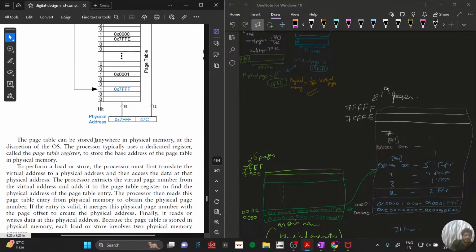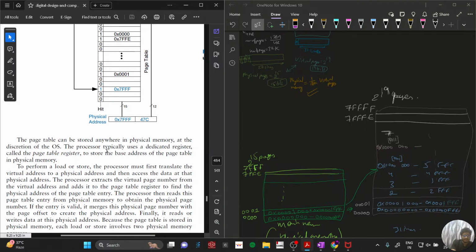The page table can be stored anywhere in physical memory at the discretion of the OS. Okay, it's an OS thing. If the OS selects the correct page, it makes the valid bit 1. So in a way, only after selecting the correct page from the disk does the OS make the valid bit high.